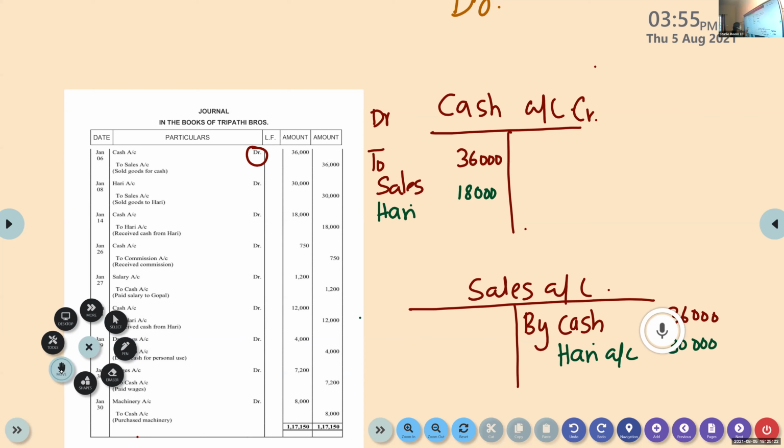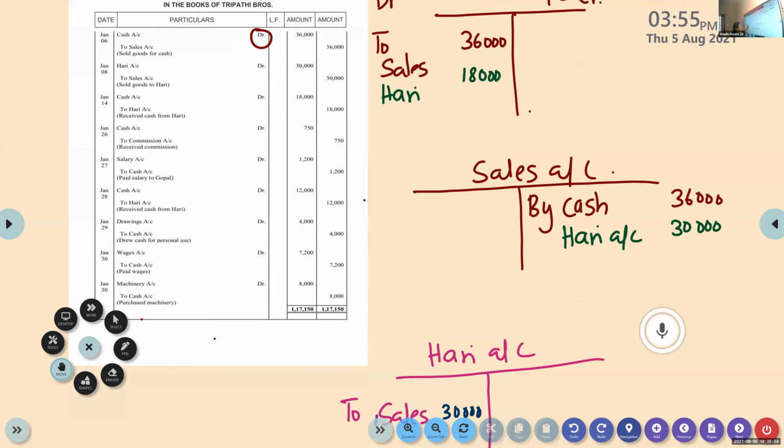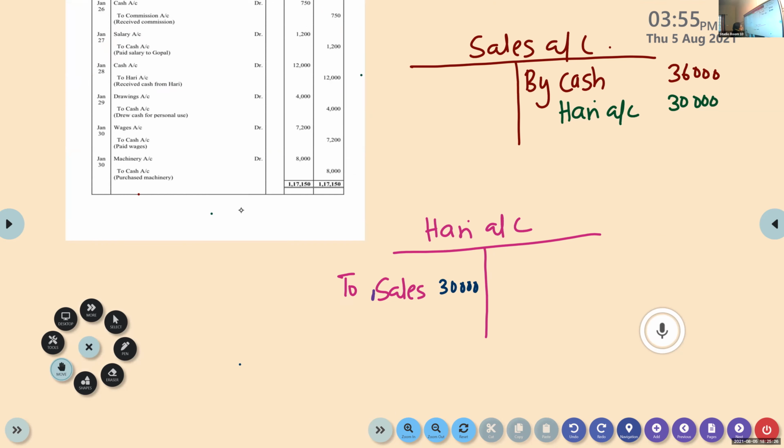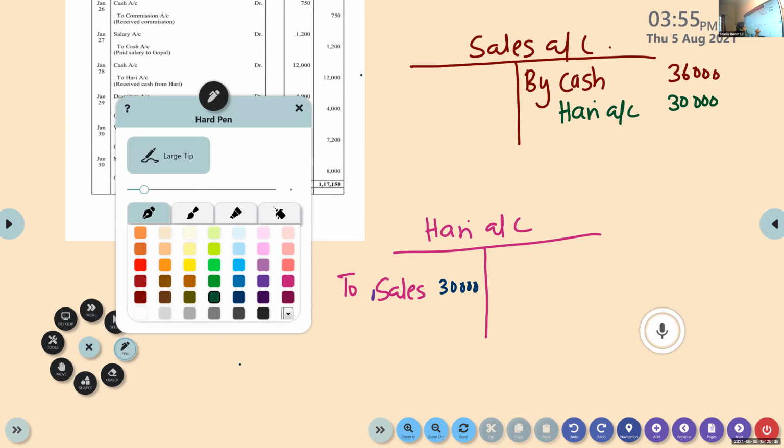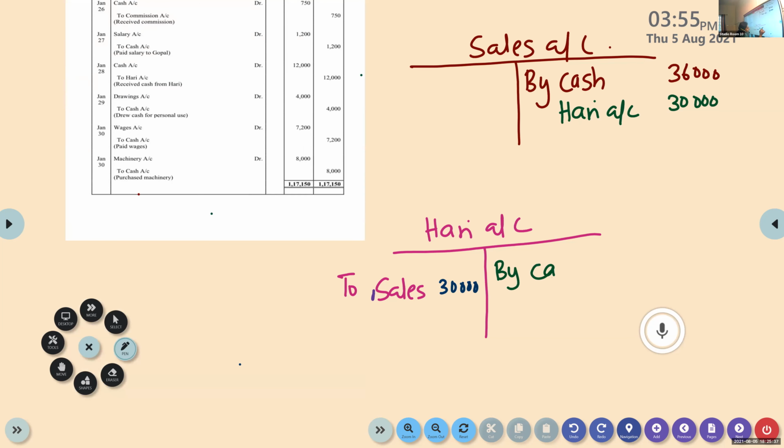What to do in the Hari account now? Cash account debtor to Hari. So that means in that transaction, Hari account is credited. So on the credit side, by cash, 18,000. Okay.